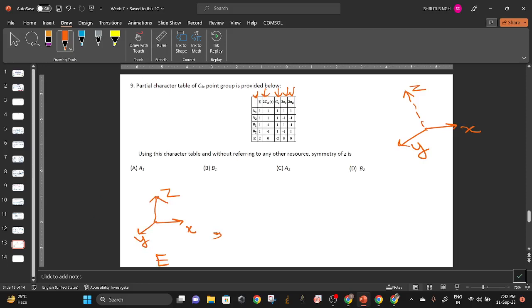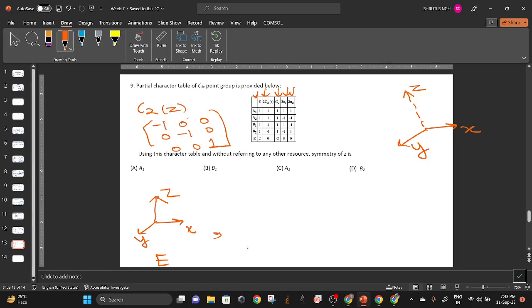Now next will be C4. C4 is applied along the Z direction. Okay, so the principal axis is along the Z direction. So when the rotation is along an axis, nothing changes in that axis. Suppose you see for C2Z, what we write in the matrix, okay, X changes, Y changes, but Z does not change. Okay, so the character for Z remains 1.